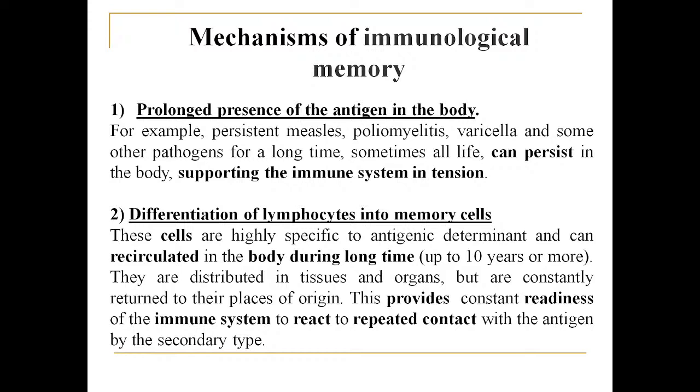The second mechanism includes differentiation of lymphocytes into memory cells. These cells are B cells or T cells. These cells are highly specific to the antigenic determinant and can recirculate in the body for a long time, up to 10 years or more. They are distributed in tissues and organs, but are constantly returned to their places of origin. This provides constant readiness of the immune system to react to repeated contact with the antigen by the secondary type.